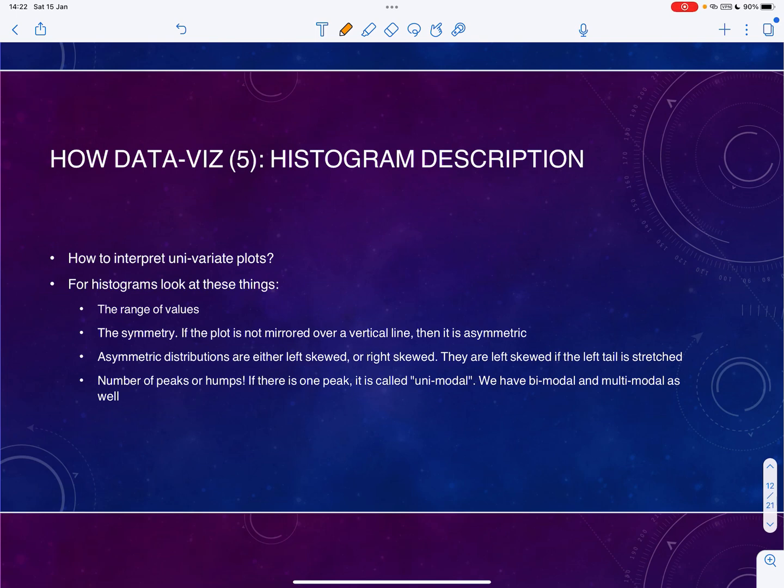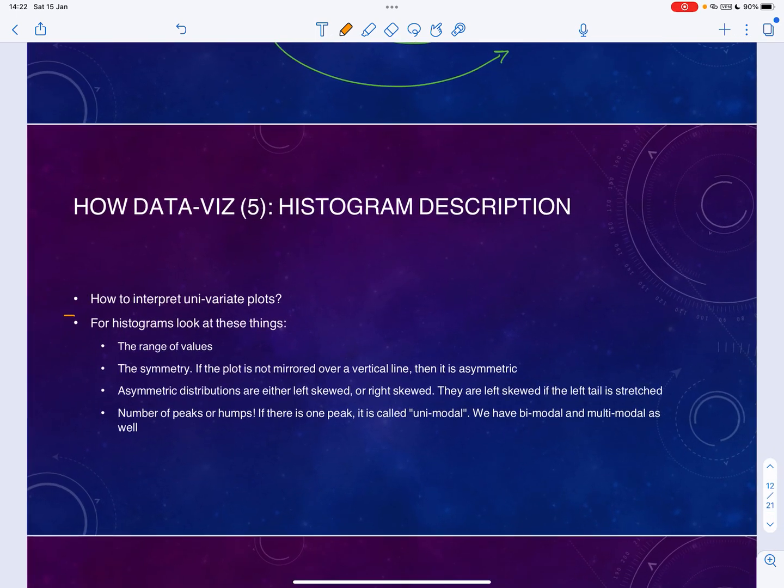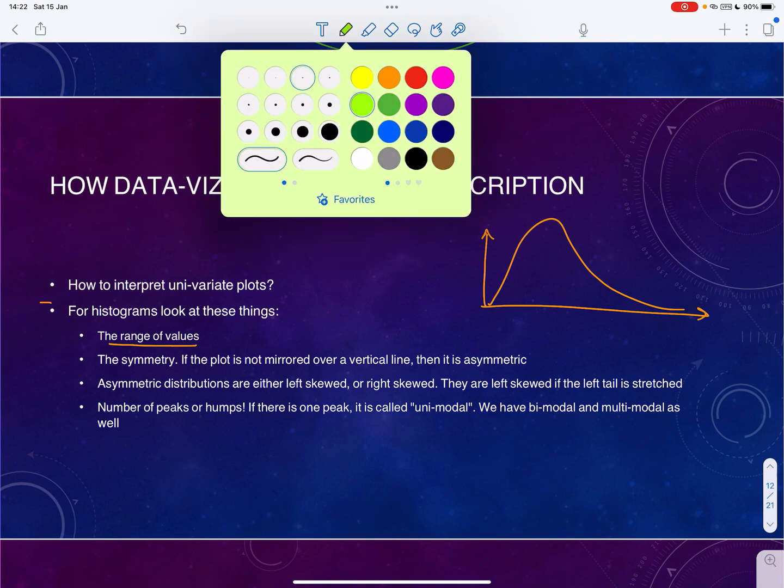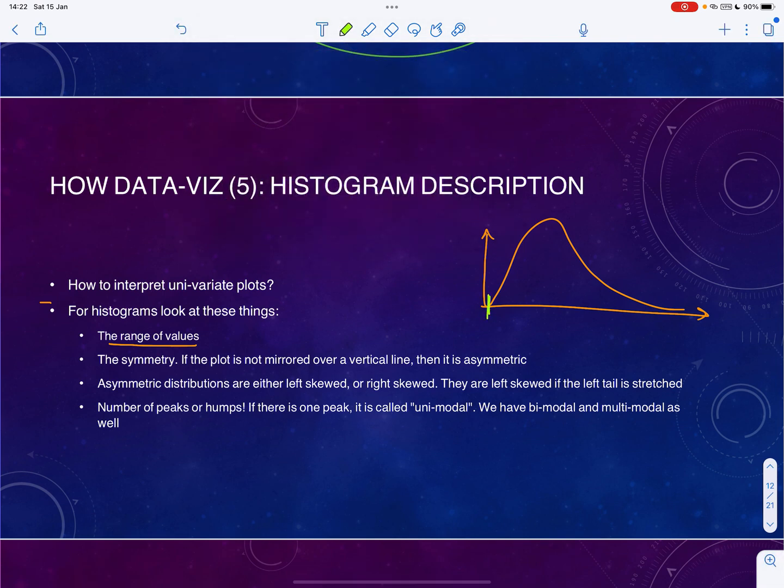Well, for histograms, the range of values is important. So you have a histogram, something like this. The range starting from here to here. This is something that you have to comment on.